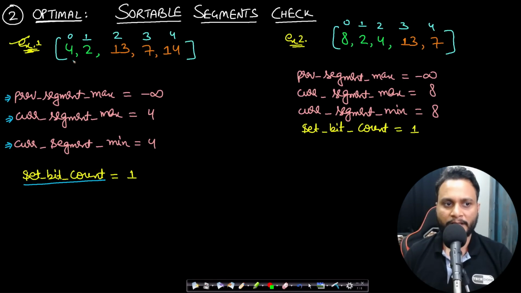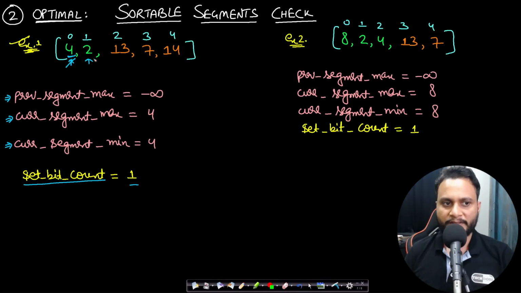So in this case, if I start with the first item 4, then I will be assigning previous segment maximum equals to minus infinity, because there is no previous segment. Current segment maximum will be the first item, and minimum will also be the first item. If you have just one item, that is the maximum and minimum. What is the count of set bits? It is 1 here, right? Now we will always start processing from the second item in a segment, so that is 2.